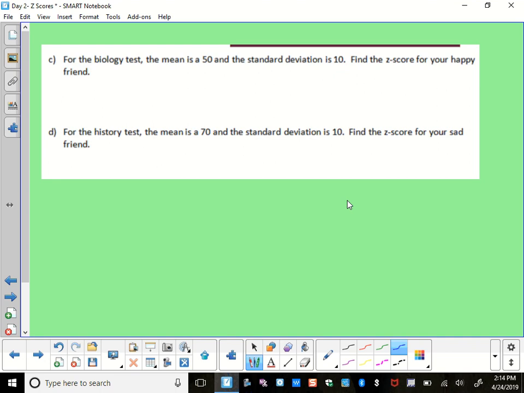Alright, so here's your formula. Z equals X minus the mean divided by your standard deviation. Write that down. So we're going to find the Z-score. What is my data point? What was the score that she got? She got a 60. It's not in this sentence, but we know that from the beginning. Alright, what's my mean? 50. My mean was 50. What's my standard deviation?